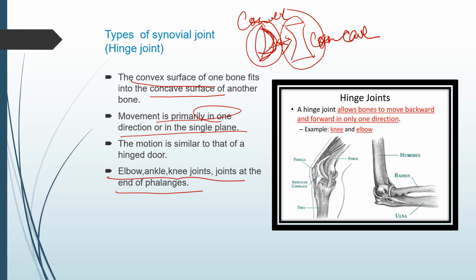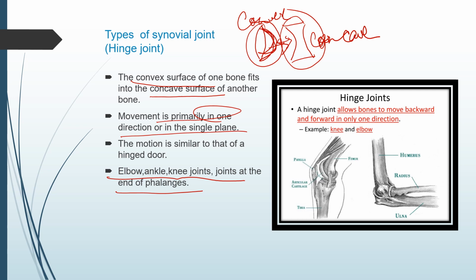If you are trying to close it, it will close and it will not go in the outward direction. So the elbow, ankle and knee joints, or the joints at the end of the phalanges, all move in one direction and in one single plane.